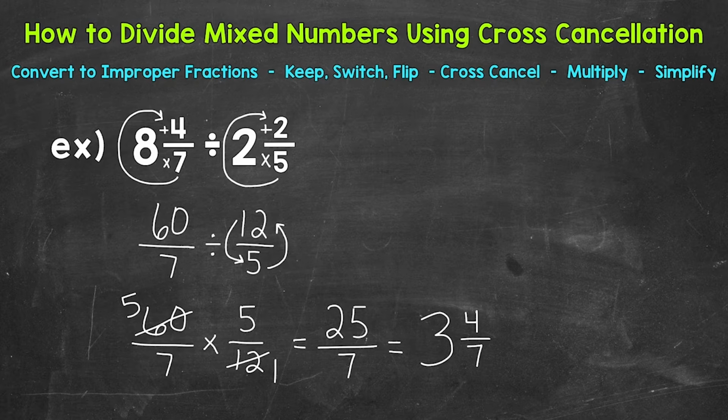Always look to see if you can simplify the fractional part of a mixed number. 4/7 is in simplest form. So this is our final answer, 3 4/7.